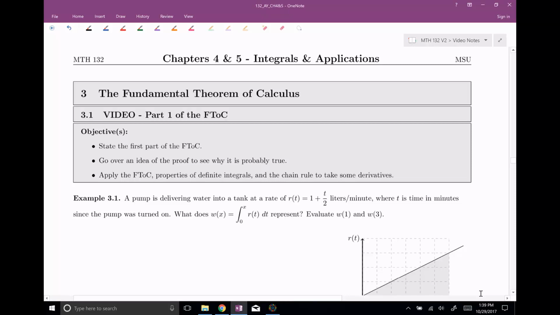Welcome everyone to section number 3. This is the fundamental theorem of calculus.